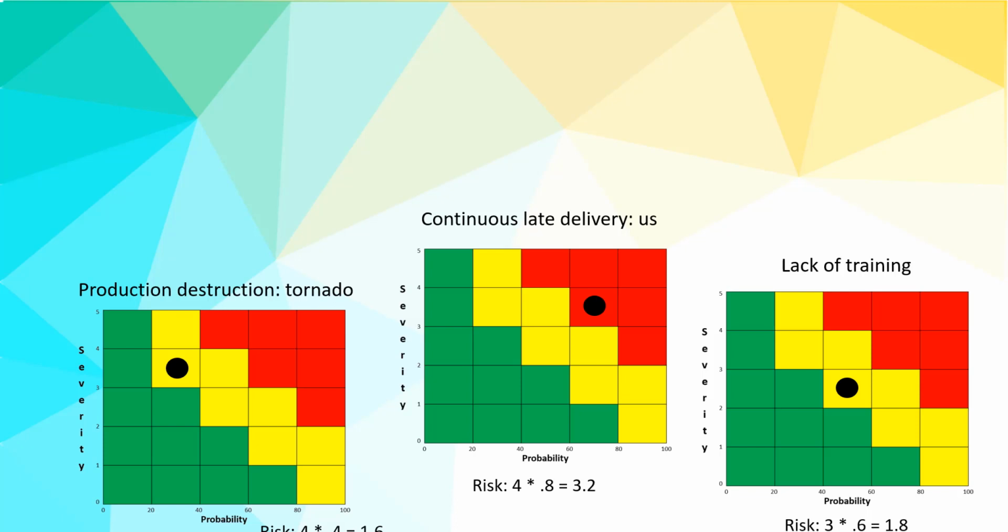So notice, in the production destruction, because of a tornado, my risk level is a 4. Underneath lack of training, it's at a 3. However, when you look at the probability of occurrence, that's what kicks the risk up. So you can't just look at only one of these things, the severity or the probability, and then make decisions. You have to look at them both. So right now, the ranking is our continuous late delivery is the first and foremost thing we have to fix. Our lack of training is second, and the tornado readiness for that risk is third.